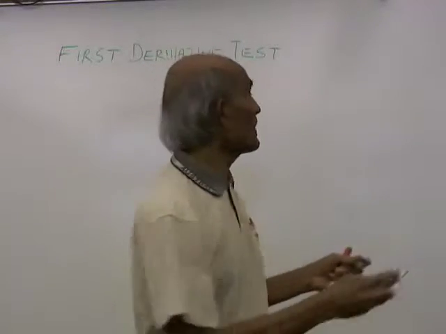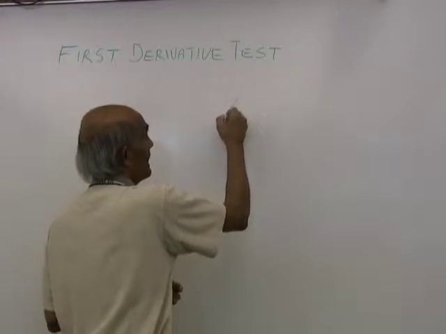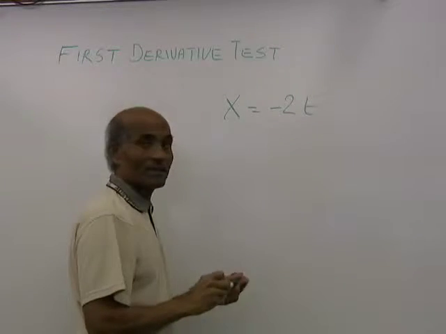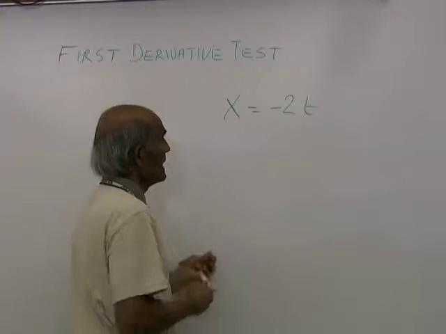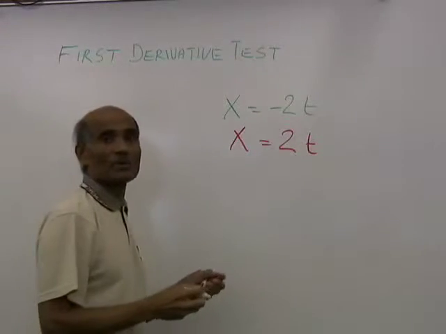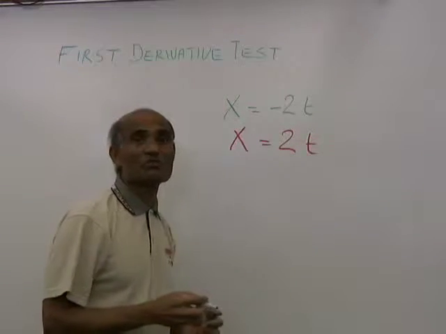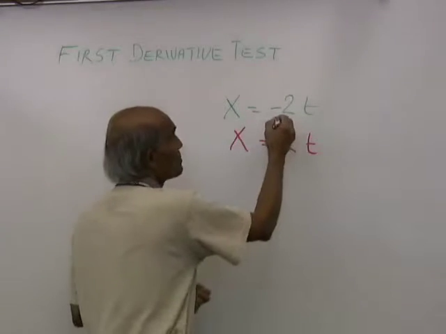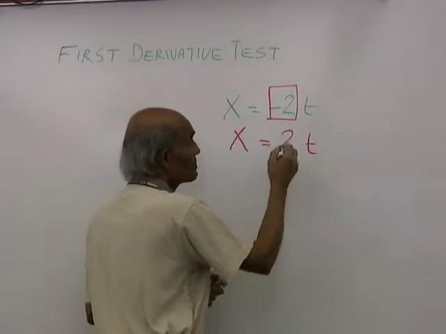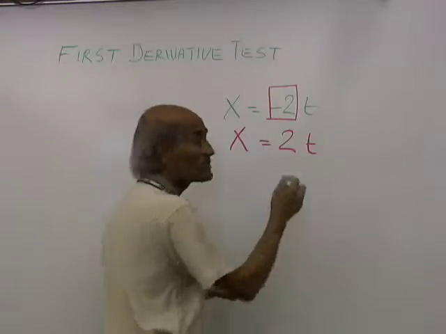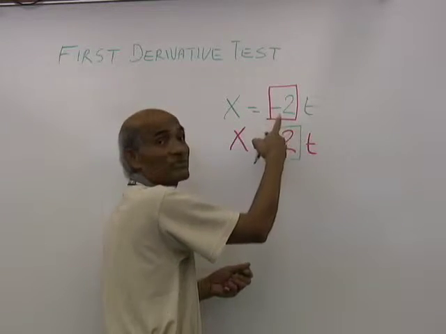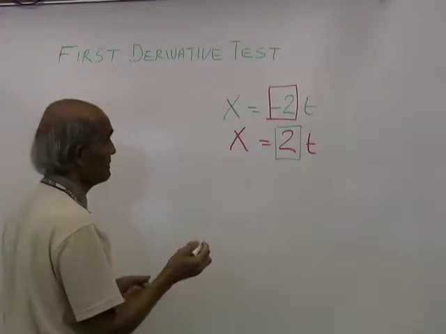Now, look at the two functions that I'm going to write on the board. x equal to negative 2t, that is one function. And another one is x equal to positive 2t. What is the difference between these two functions? Well, you know that the derivative of the first function is negative 2. The derivative of the second function is positive 2. What is the difference between a negative derivative and a positive derivative?